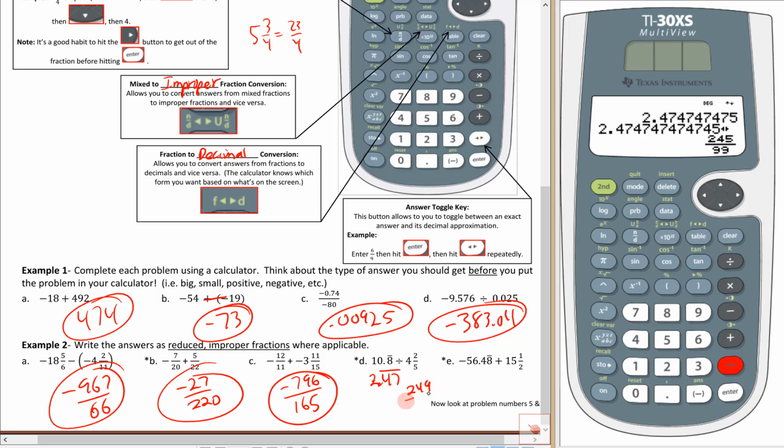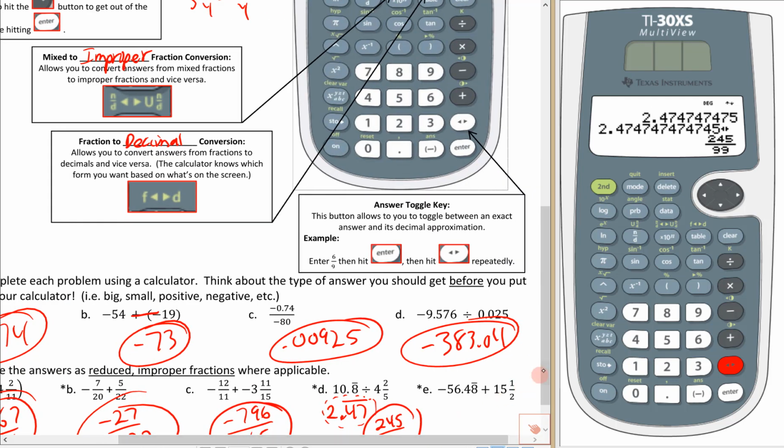So 245 over 99. Now of these two, whoops, 245. Let me make that a 5. 245 over 99. Of these two, the fraction is definitely the better one. Okay, it's a little bit more precise. It's just easier to write down. We don't have to worry about what parts repeat and what parts don't and stuff like that. So we're going to go ahead and take a look at the very last one.